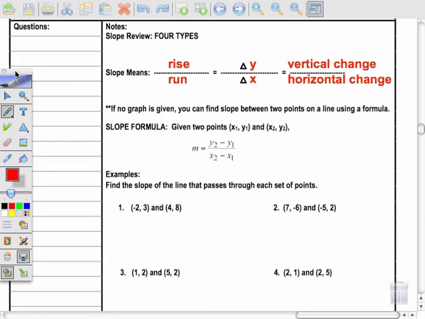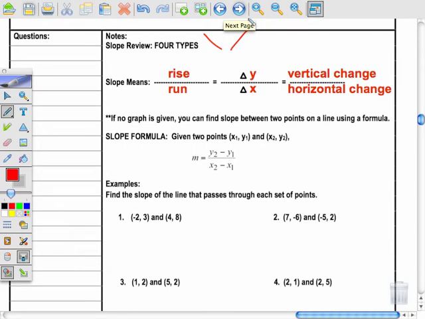Okay, starting off at the top here. All right, the four types of slopes. You've got negative, positive, zero slope, and undefined slope. So you can draw your slope, dude. You can draw that face and remember those.